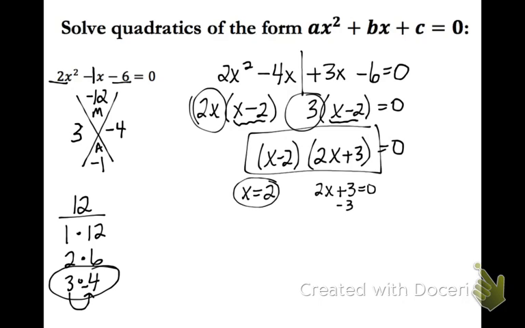So I really think that you should write it out and show work. So subtract over the 3. And then divide by 2. We get x equals -3 over 2. So there are your two answers.